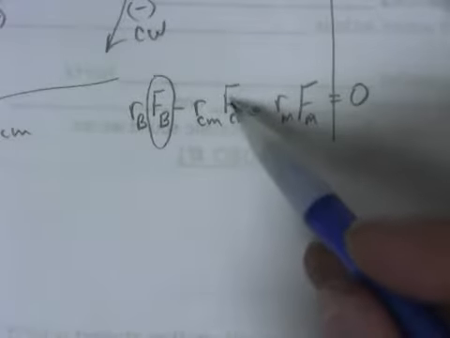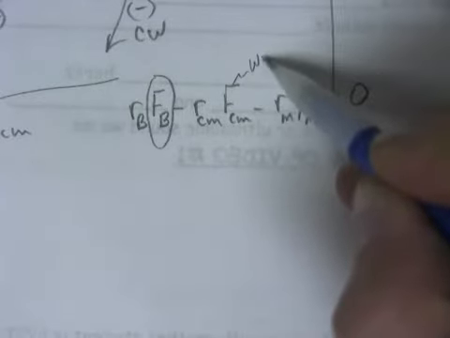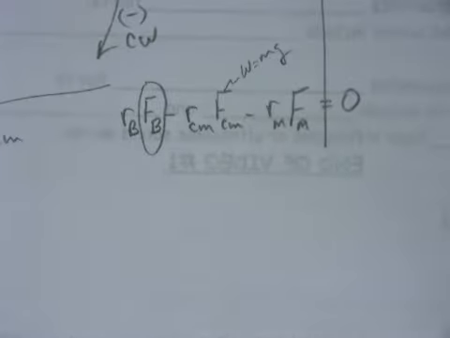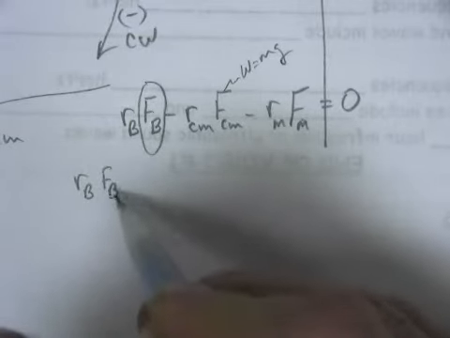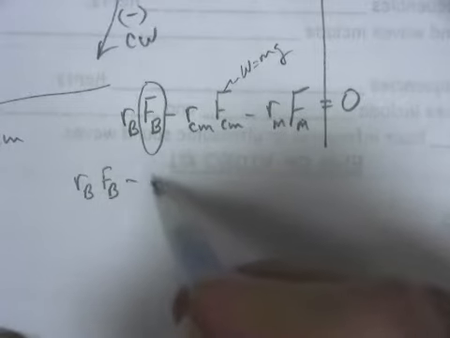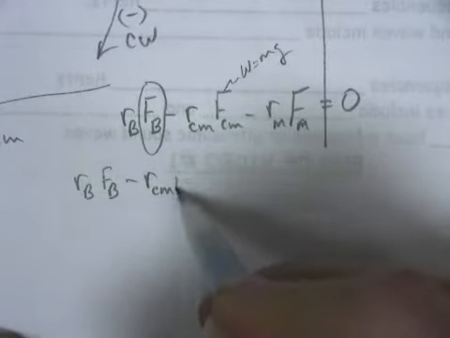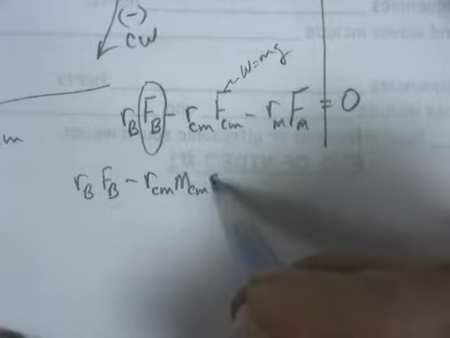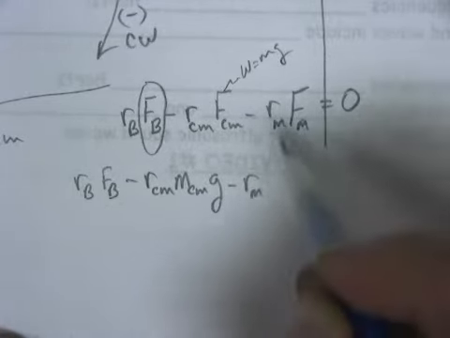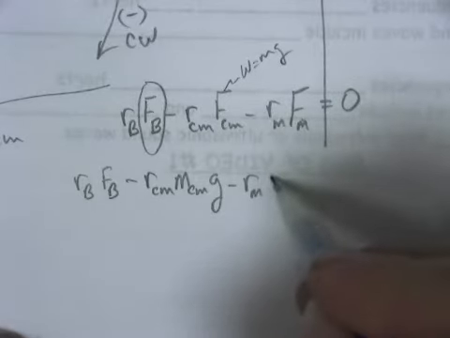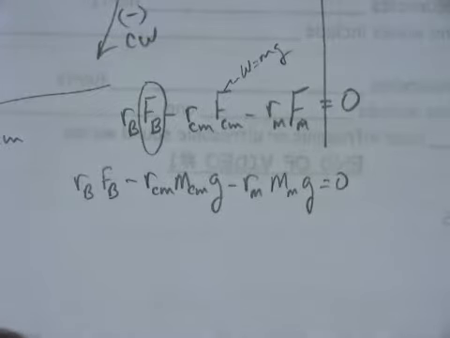So this force, though, is a weight, and that's equal to mg. I'm going to go ahead and do those substitutions first. So this is going to be the radial arm of the bicep muscle times the force of the bicep muscle, minus the radial arm of the center of mass times the mass of the center of mass times the acceleration of gravity, minus the radial arm of the mass in the hand times the mass of that mass times g, equals 0.